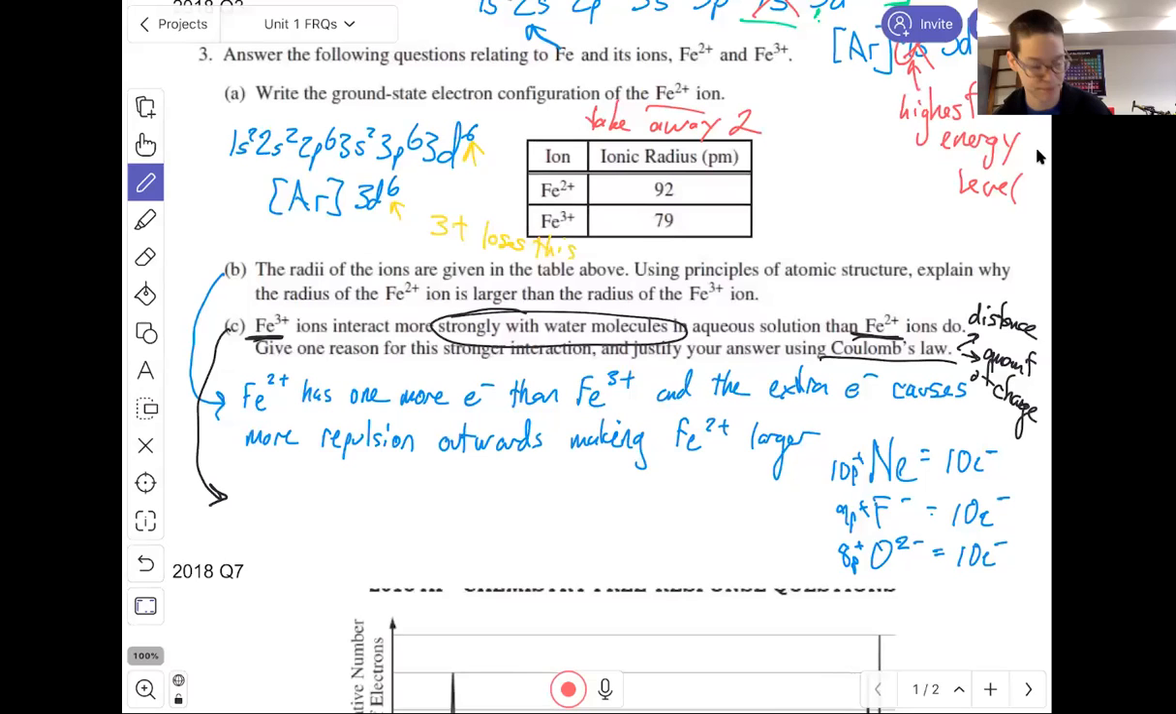So for the amount of charge, would you say because Fe3+, wait a second. Isn't Fe3+ less negative? Well, you would just say it's more positive. More positive, right? And so that gives it greater attraction to the water. Yes.